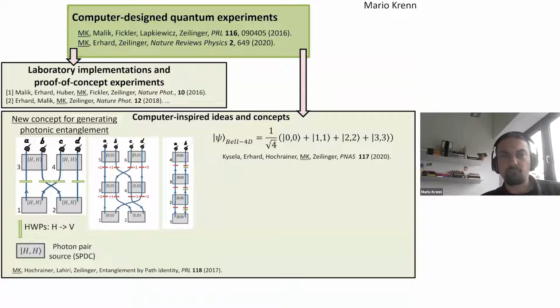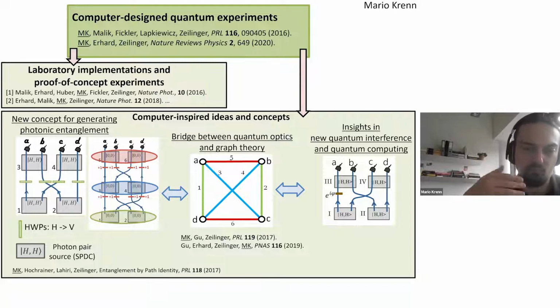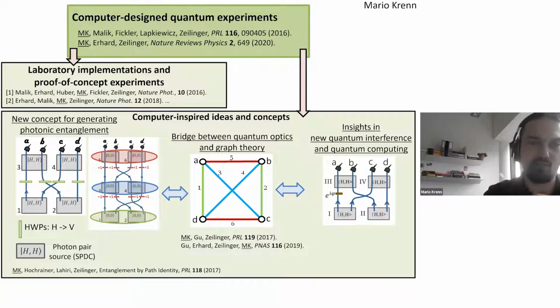Later we found out why this system that the computer has discovered works so well, and that's because in a way it is directly related to some graph theory representation of quantum optics that was not known before. And only when we then further analyzed the solutions of the computer, we saw that actually what is standing behind it is a new, totally abstract way to think about those quantum experiments.